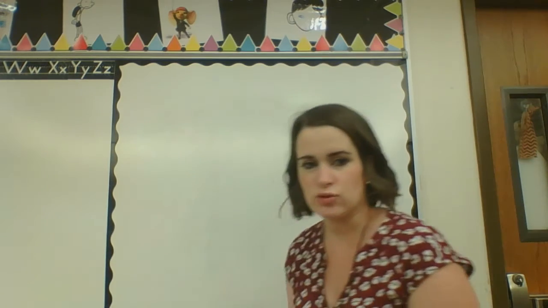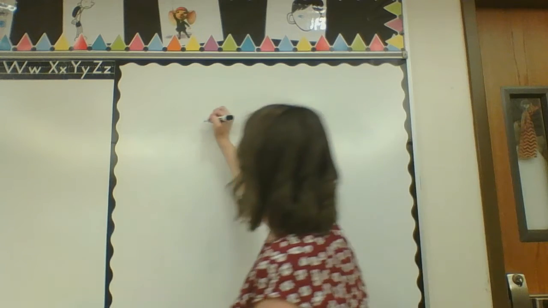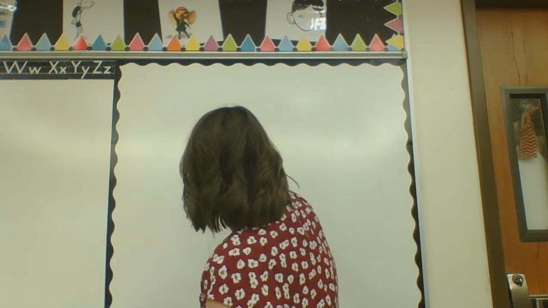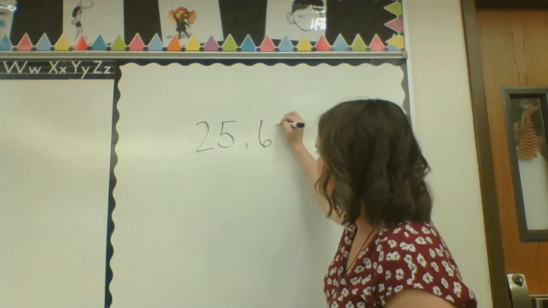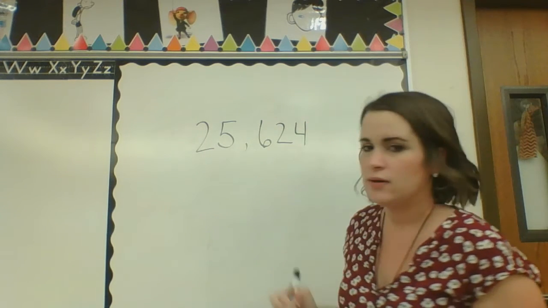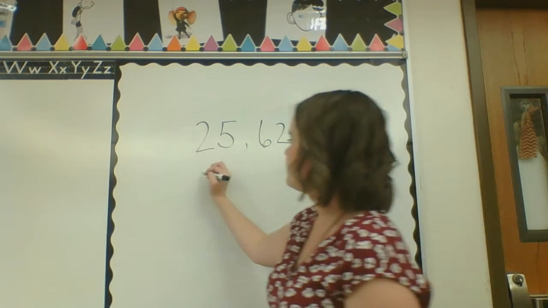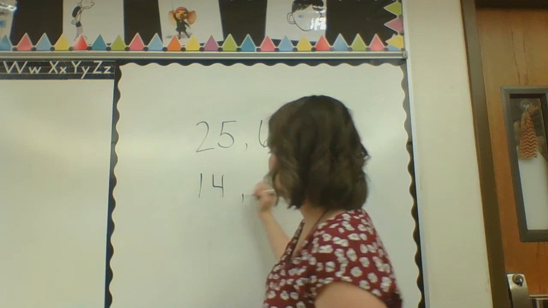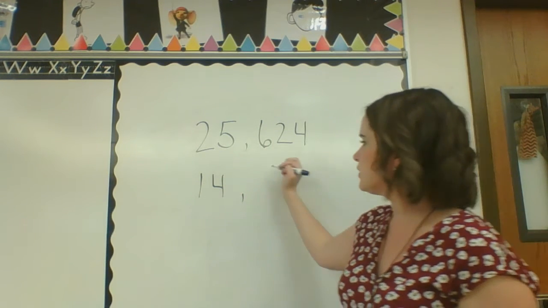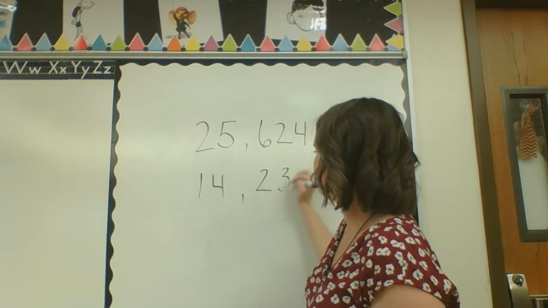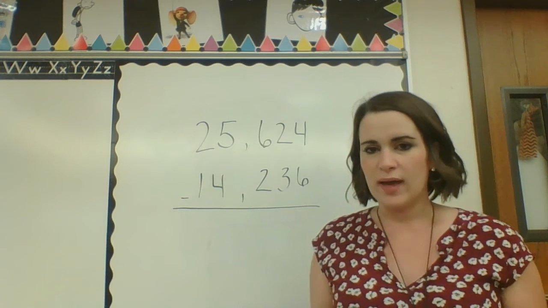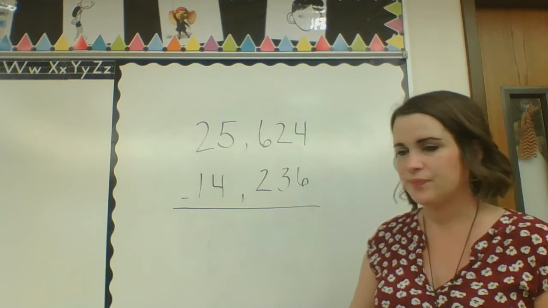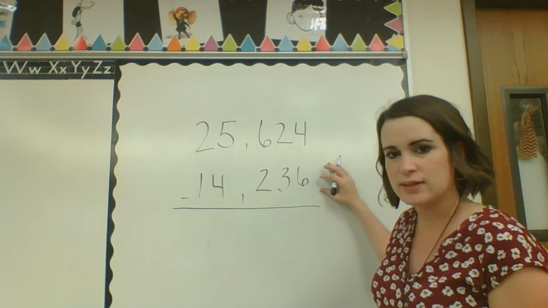Now we're going to subtract 25,624 minus 14,236. Okay, so let's go ahead and start subtracting. So again, we start with our number in our ones column.